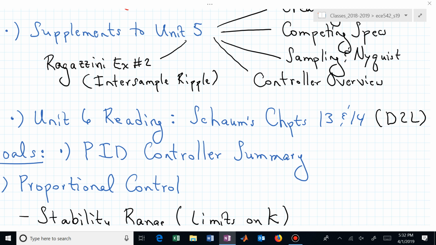The root locus approach or analysis is in chapter 13 of the Shams book, and I've now scanned those, and you can find those on D2L either under course resources or in Unit 6 as a reading. Maybe I've put those at the very bottom of the Unit 6 page, but you should be able to see the analysis for the root locus, which is Chapter 13, and the design using root locus, which is Chapter 14.